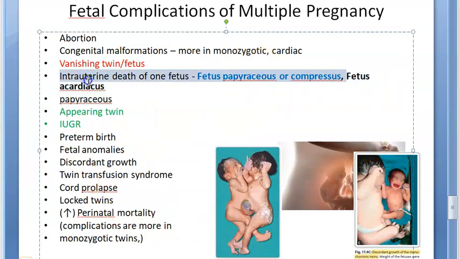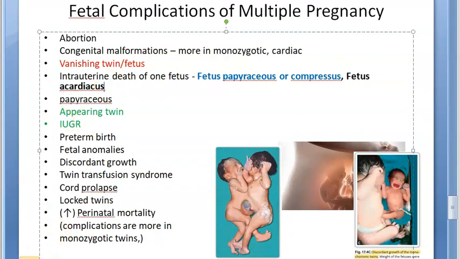Fetus acardious. Acardious. What do you mean? A means it's not there, right? Fetus acardious. So basically, without a heart. Parts of one fetus remain amorphous and become parasitic without a heart. That is a problem. So one of them doesn't have a heart, but it becomes a parasite. So that is bad, right? That becomes acardious.